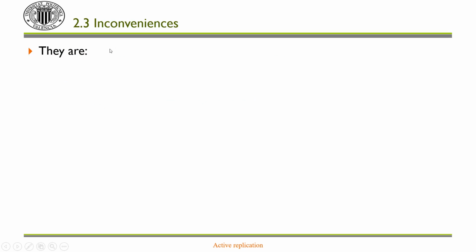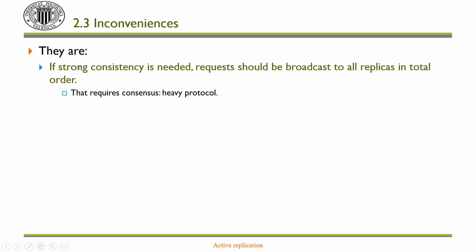The inconveniences are the following. When a strong consistency is needed, requests need to be broadcast to all replicas. And besides this, that broadcasting should be in total order. And that requires consensus, and consensus requires a heavy protocol. So, in the end, this penalizes throughput.